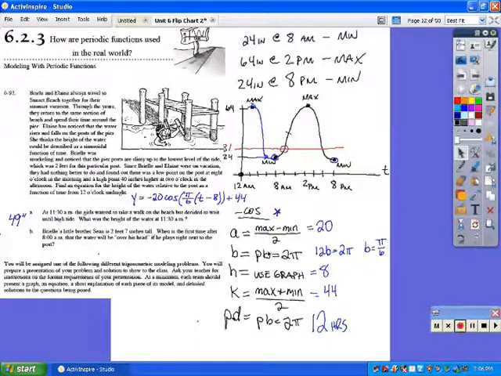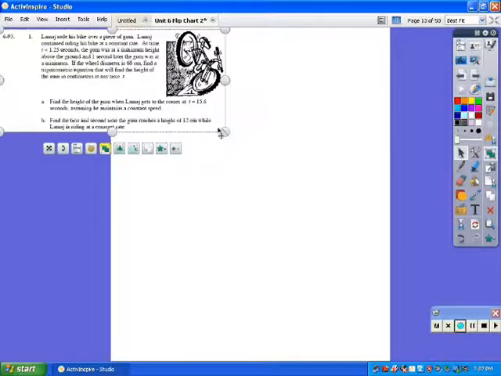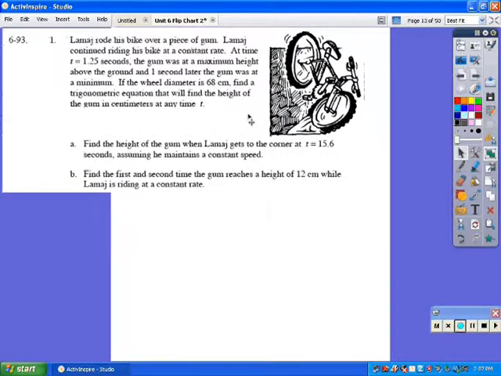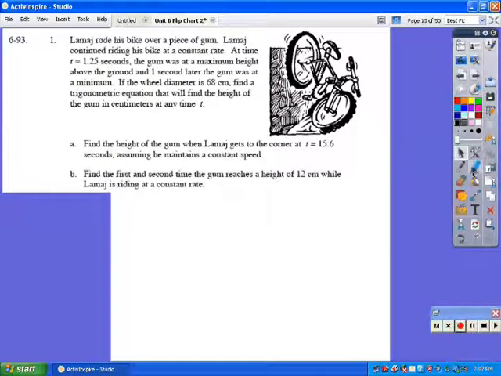From that point, we determined all the information necessary to answer our equation, and then finally we answered 2 parts of the problem once we had our equation written. I'm going to demonstrate a second problem here, 6-93, Lamage. Again, this should be in your book if you can't see the board from your home computer. Otherwise, we're going to go ahead and get started.